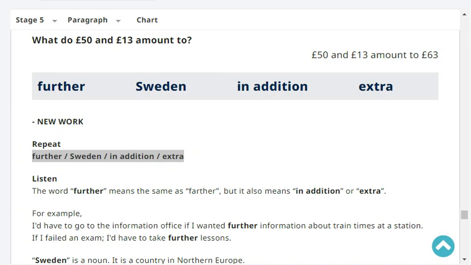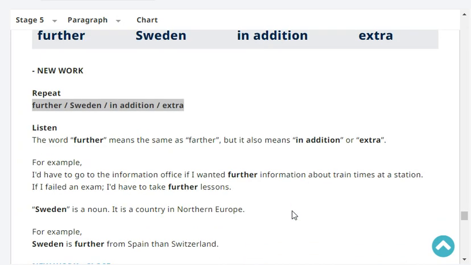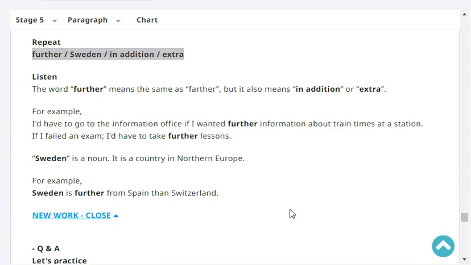In addition. Extra. Very good. Okay, listen. The word further means the same as farther, but it also means in addition or extra. For example, I'd have to go to the information office if I wanted further information about train times at the station. If I failed an exam, I'd have to take further lessons.